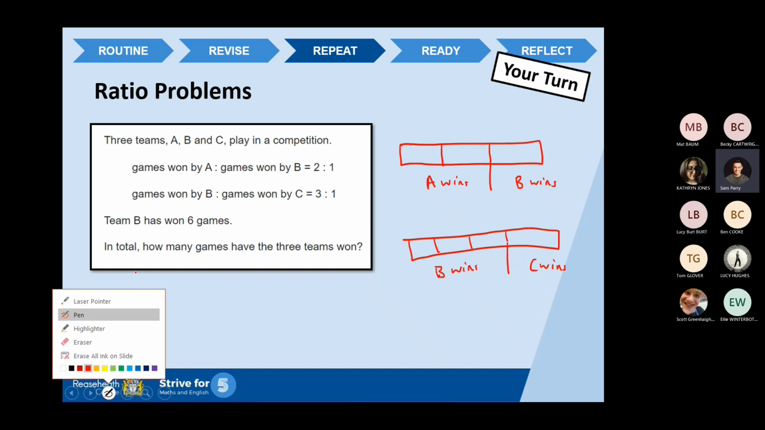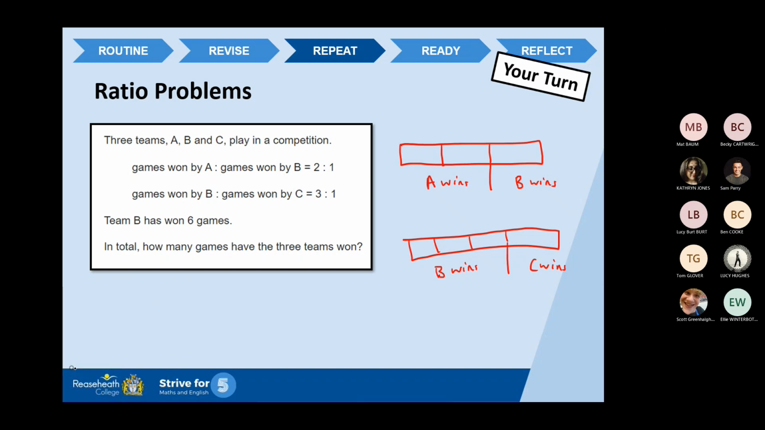Okay, Team B has won 6 games. So that's actually quite nice, because it tells us what Team B wins. So we can put 6 here in the one box, can't we? So that means there's 6 in each of those. So Team A won 12. Team B won 6. Okay, that's good. I might make a note of this actually. A equals 12. B equals 6. Now I just need to do C.